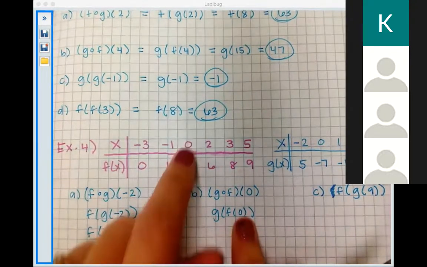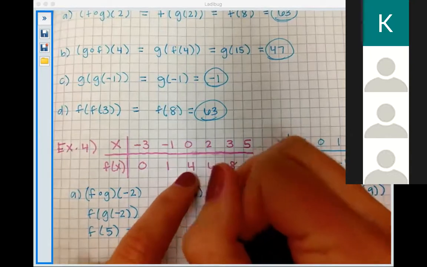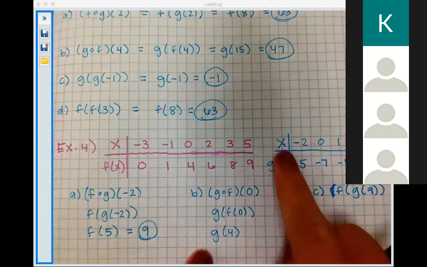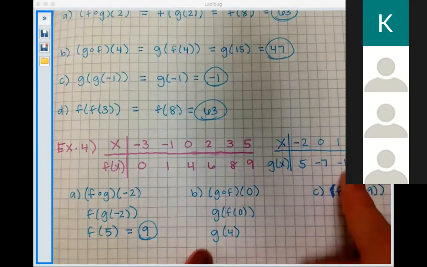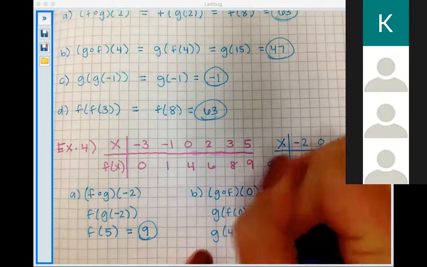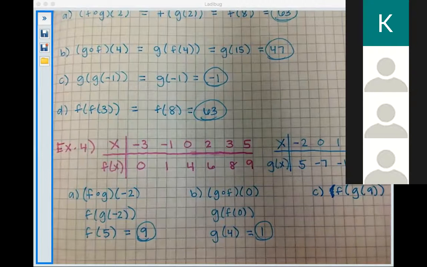So when the input is 0, Chris got 4, right, Chris? Yeah. And then you did g of 4. Put 4 into g, I get 1. Are y'all okay with that?